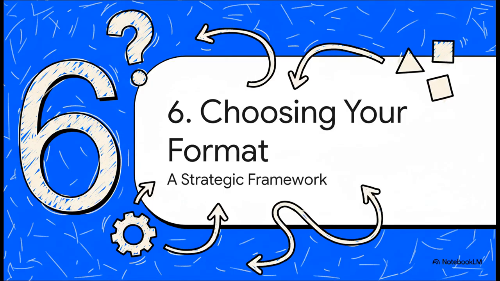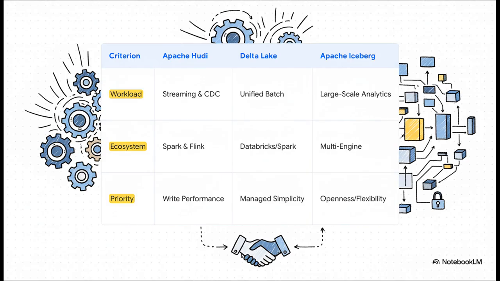So, if they can all work together now, how do you even choose where to start? Well, that leads us right into our final section, choosing your format. The decision now really boils down to choosing your primary write format. So here's a simple guide. If your world is all about high-speed streaming and CDC, Hudi is probably your best bet because of its incredible write performance. If you're all in on the Databricks and Spark ecosystem, then Delta Lake is going to give you the most seamless and managed experience. But if your top priority is building an open, flexible, multi-engine platform for huge-scale analytics, then Iceberg is the clear choice.